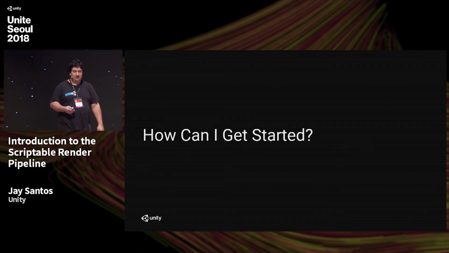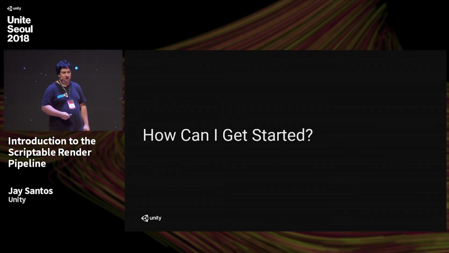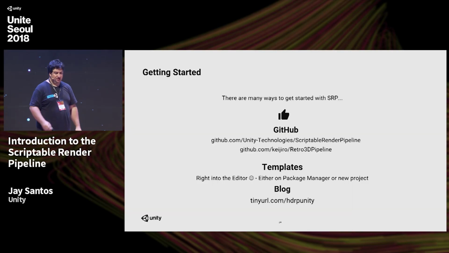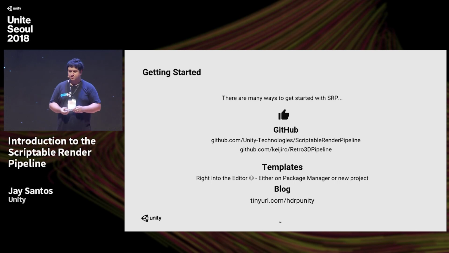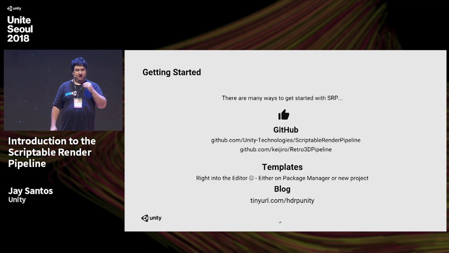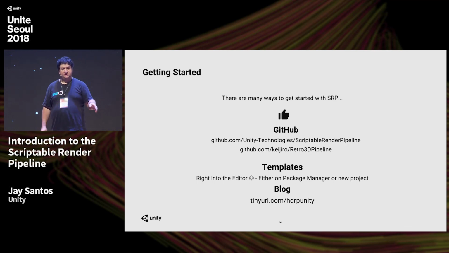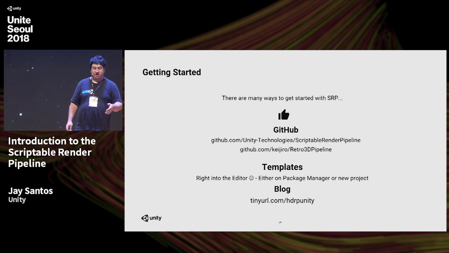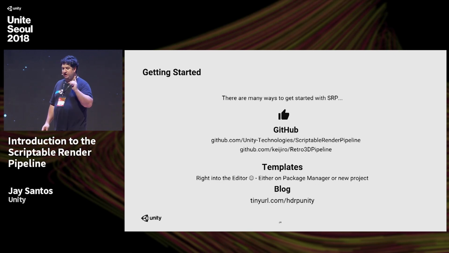So how can you get started working with SRPs? There are basically 3 main ways. First of all, even though you can install the SRPs via the package manager in your projects, we have made it available on GitHub as well. So you have the repo address here on the slide. And I've also added Keijiro's GitHub repo for the retro 3D rendering pipeline.